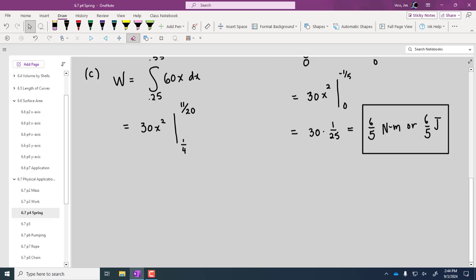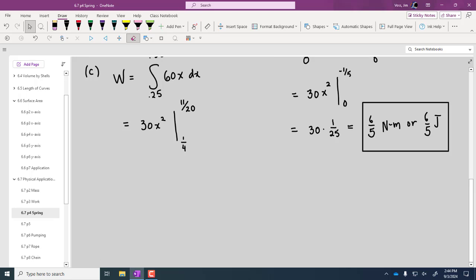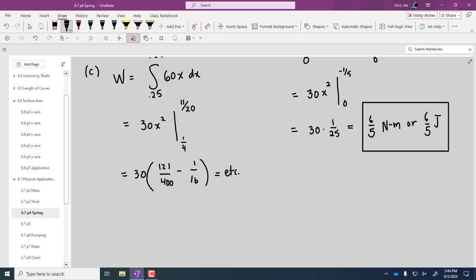So plug and chug here, we're going to have 30 multiplied by, we square this, we're going to get 121 over 400, minus 1/16. Plug it in your calculator, turn it into a fraction, and whatever that simplifies to. And units will be joules. So, units of joules.